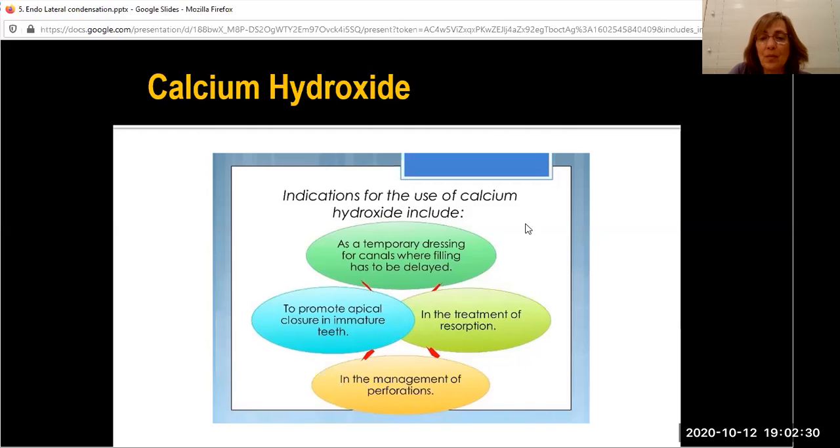So indications. When do you use them? When you need to temporarily fill, meaning not inside of the canal, but you need to temporize a tooth that has a root canal started because either the patient was in pain or there is a delay in the treatment. Calcium hydroxide can be placed in the orifice to make sure that there is no recontamination.